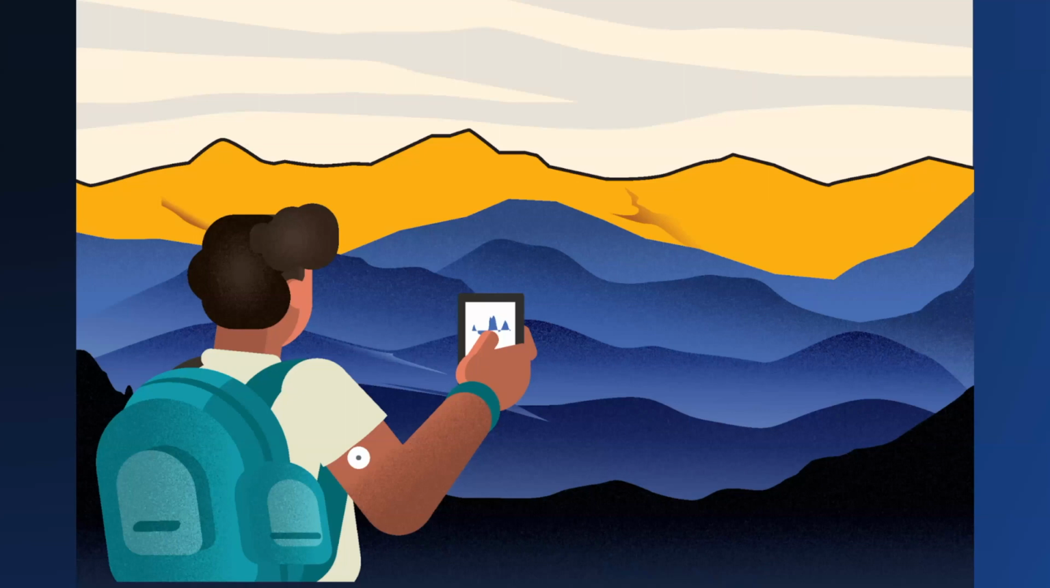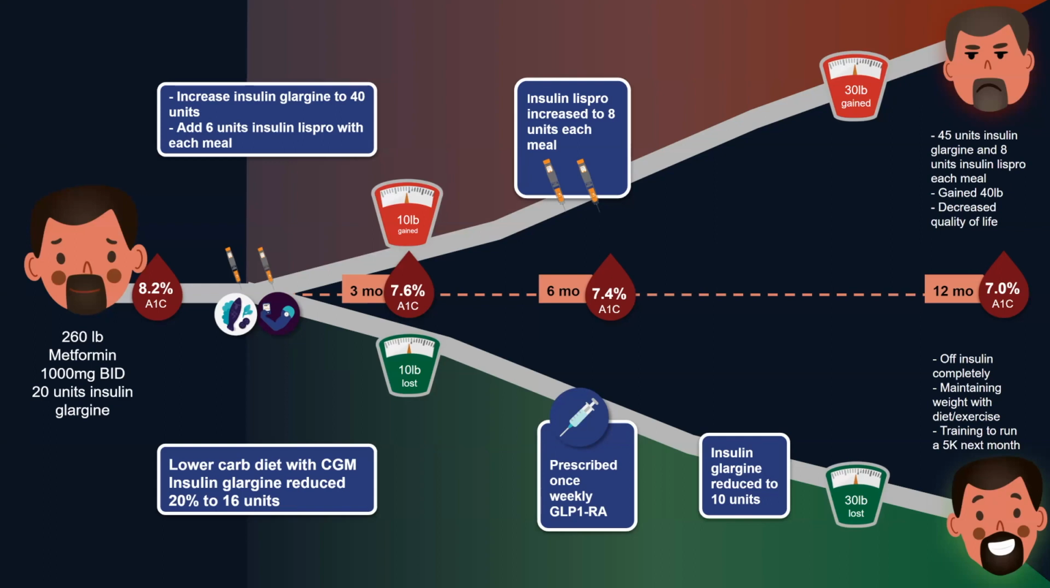So now we get to the point where we get to talk about some cases and some trajectories that patients might have. I'm going to start with the big summary slide of what we're talking about throughout this whole initiative. This is a slide that takes a patient who has type 2 diabetes, is not particularly well controlled with an A1C of 8.2, is obese with a weight of 260 pounds, and is starting out on metformin, 1,000 milligrams twice a day, and a long-acting insulin of 20 units a day.